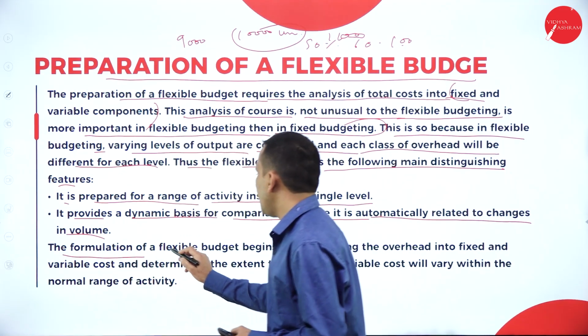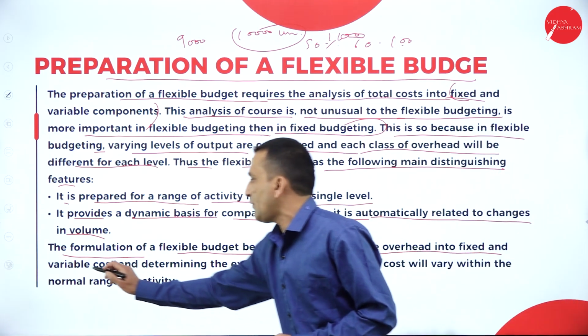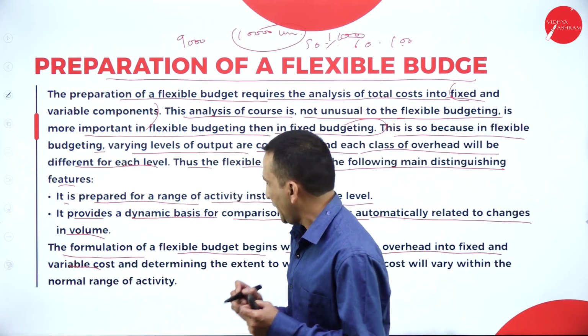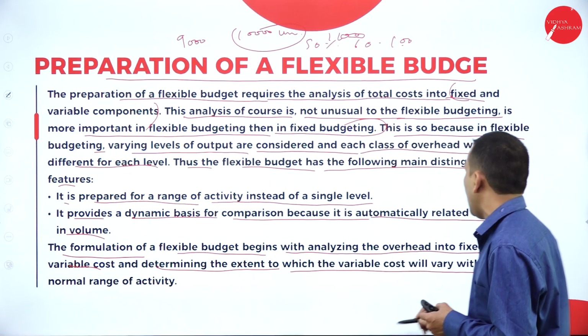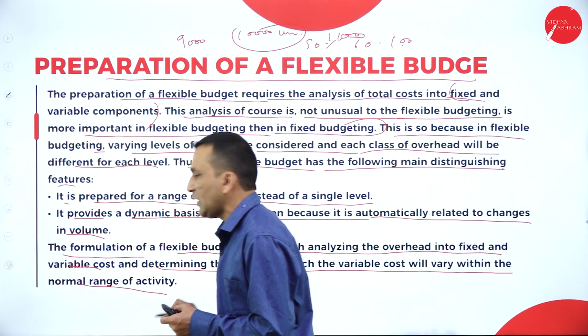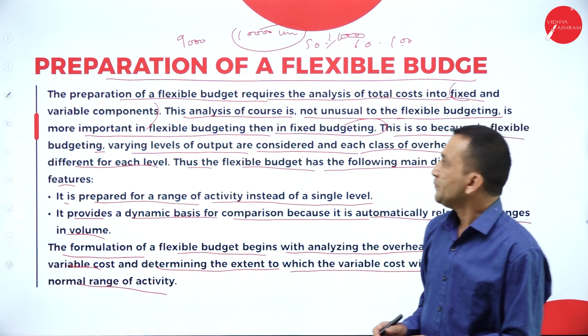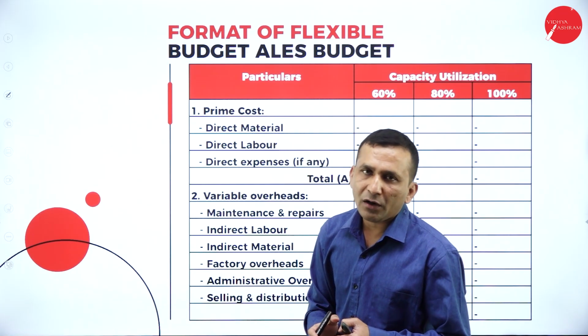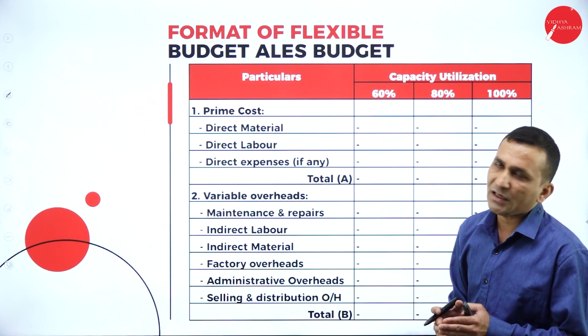The formation of the flexible budget begins with analyzing the overheads into fixed and variable costs. This is very important here. And determine the extent to which the variable cost will vary within the normal range of activity, what kind of activity we are involved in. So we need to find that out. And there is a standard format for preparing a flexible budget. It's very important. You should listen carefully here.